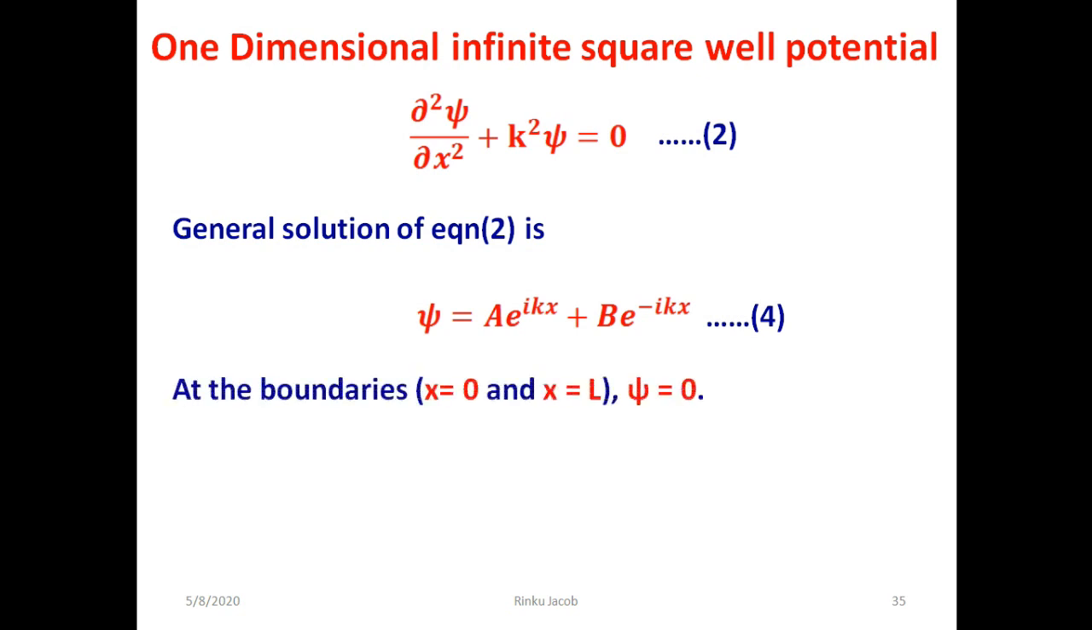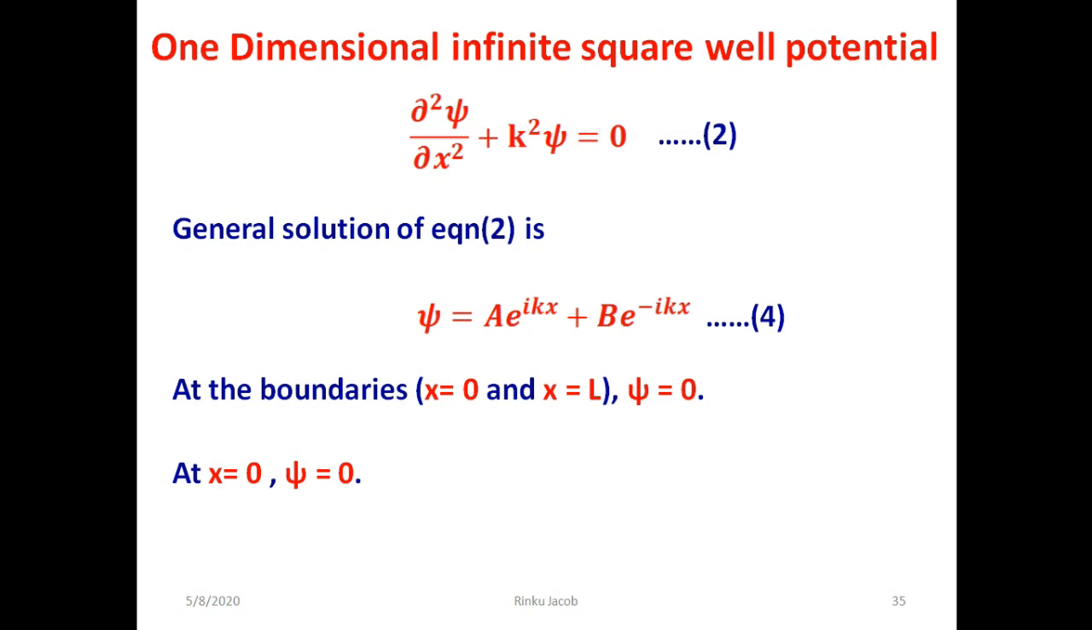For that we take the boundaries of the motion of this particle. In the figure it is clear that the particle cannot exist at the points x = 0 and at x = L. That means as the particle is not present at these points, the wave function should be 0 at x = 0 and at x = L, because the modulus square of the wave function is the probability density. So we first take the boundary x = 0, and here as the particle cannot exist, definitely ψ will be 0.